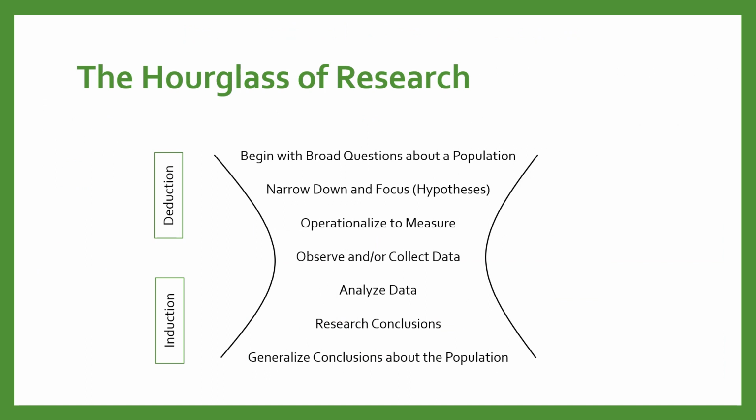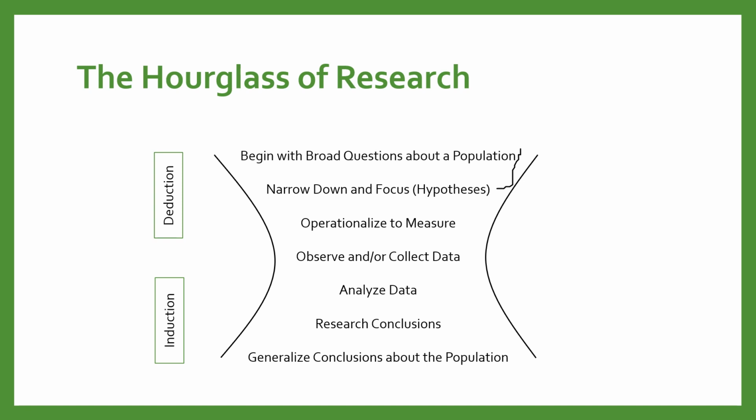So here you can see the hourglass of research, where we start broad, get narrow, and then get broad again. When we're doing research, we usually start with a broad question or an observation about the population. Then we move on to doing a literature search to figure out, what do we think is going on? What's underlying that observation that we made, right? What's going on in the background?